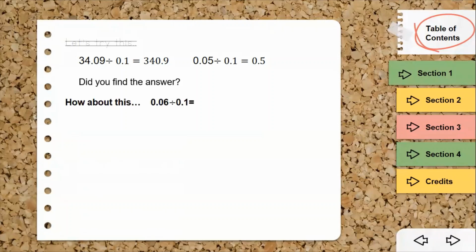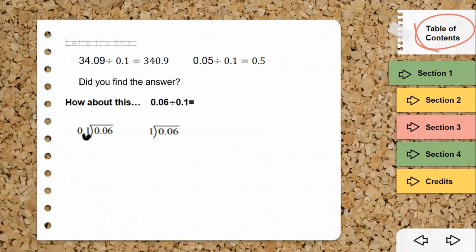Now, let us try to have this example. We have 600ths divided by 1/10. For this one, if we're going to use the long division method, the first thing that we're going to do is we need to move the decimal point of our divisor one place to the right to make it a whole number. So for this one, let us move the decimal point. So this will become a whole number 1.